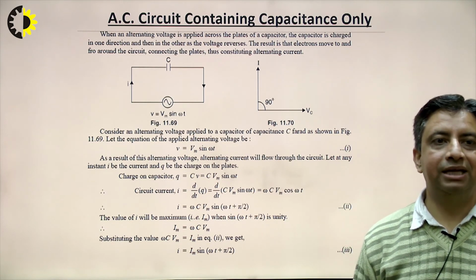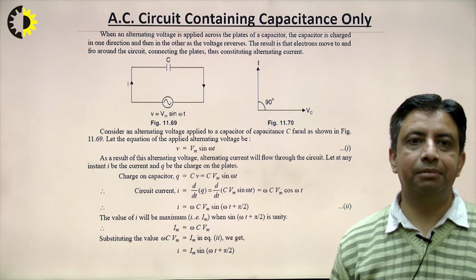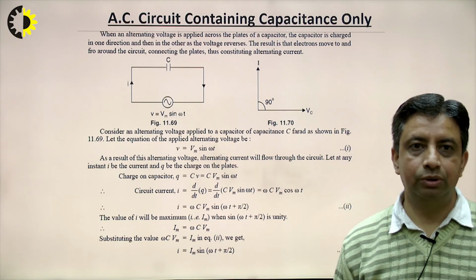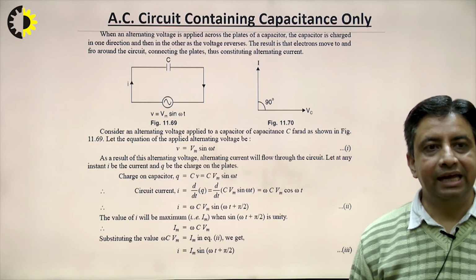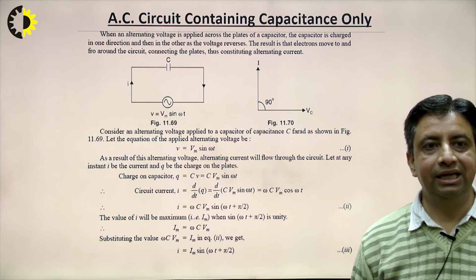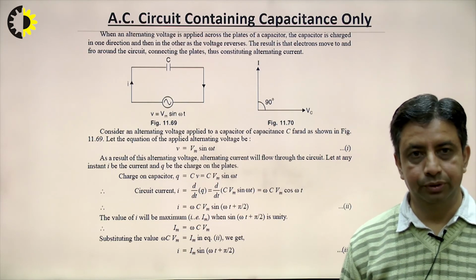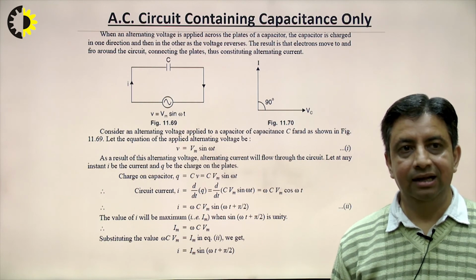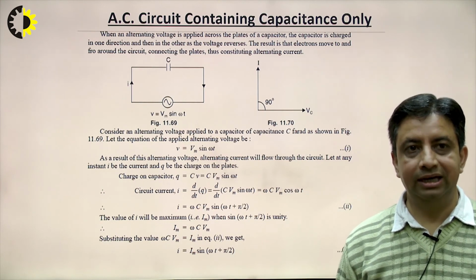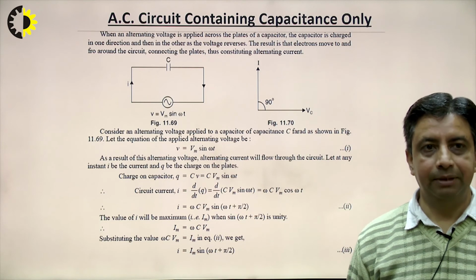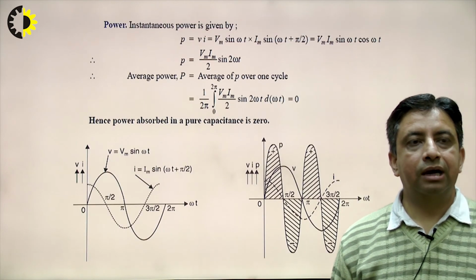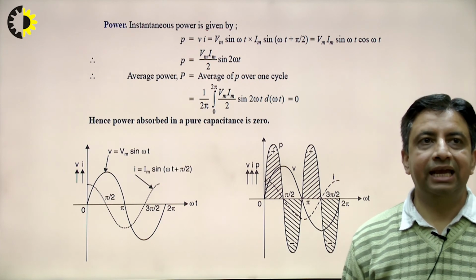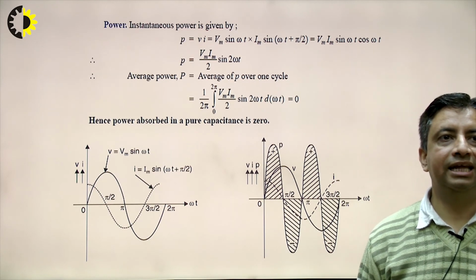Now, if I replace this particular Im in the above expression, that is equation 2, I will get I equal to Im sin(omega t plus pi by 2). Again you can see in this expression, your current is leading the voltage by an angle of pi by 2.